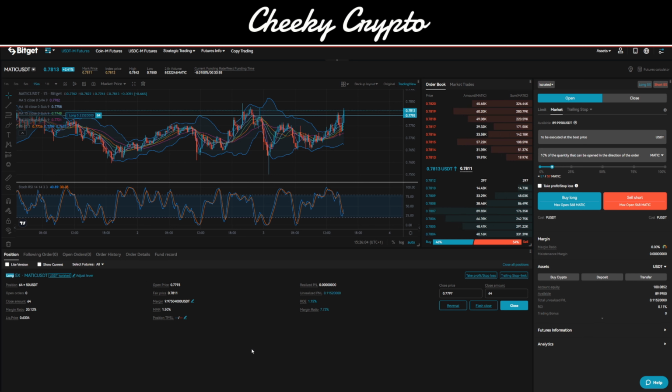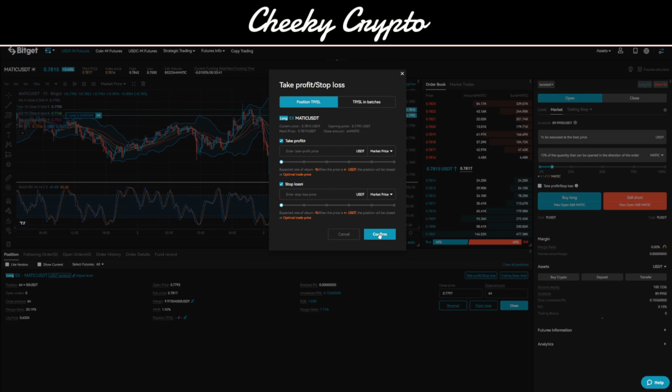For the most part, we don't need to adjust the margin unless things are really going against us for whatever reason, but we should have preempted a lot of that. We shouldn't really have to worry too much. What we're going to do is we're going to enter in a stop loss. So we're going to come in here, we're going to click I understand all the warnings. Do make sure that you do understand the warnings, you don't just skip through it like I am.